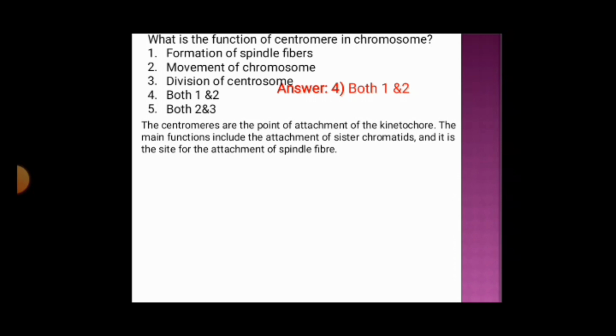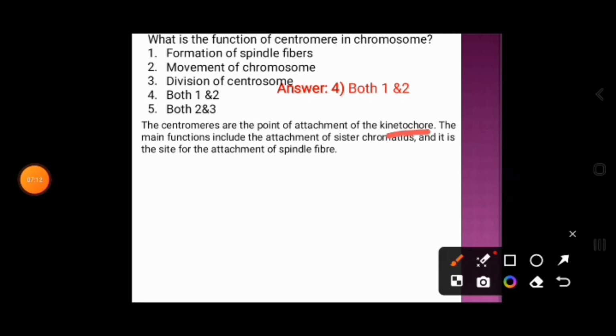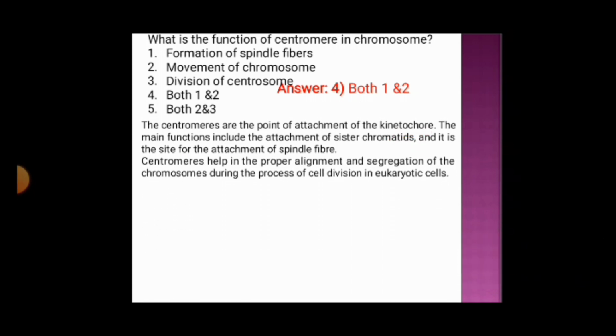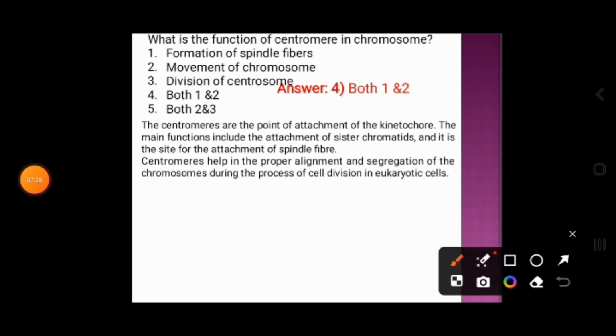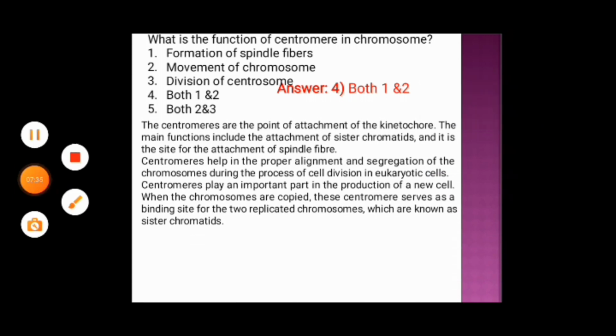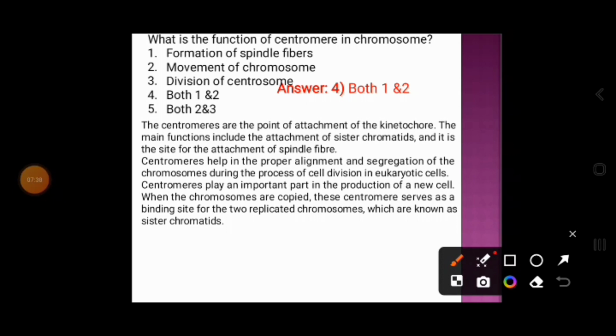Centromeres are the point of attachment of the kinetochore. The main functions include attachment of sister chromatids, and it is the site for the attachment of spindle fibers. The centromere helps in proper alignment and segregation of the chromosomes during cell division in eukaryotic cells. Centromeres play an important part in the production of new cells. When the chromosomes are copied, the centromere serves as the binding site for the two new replicated chromosomes, which are known as the sister chromatids.